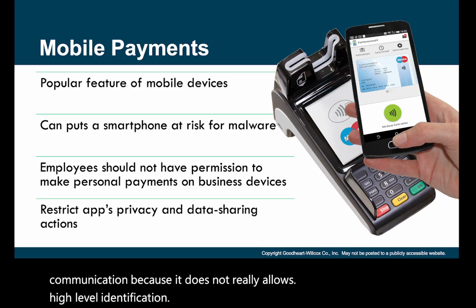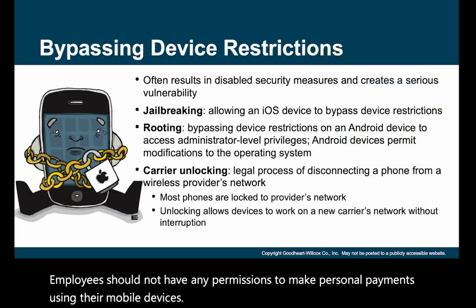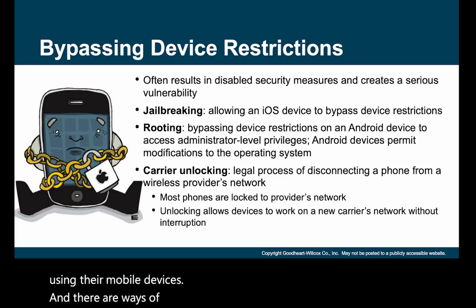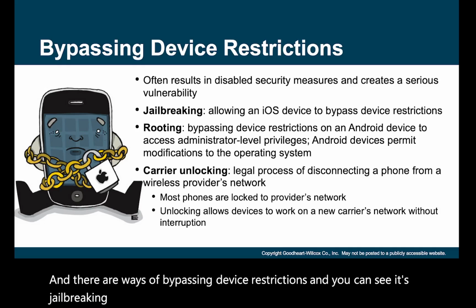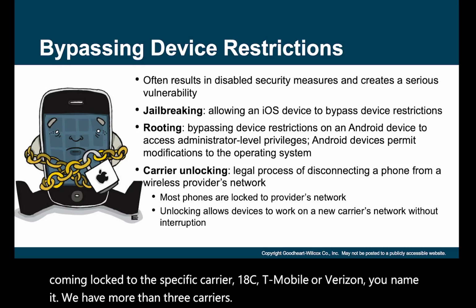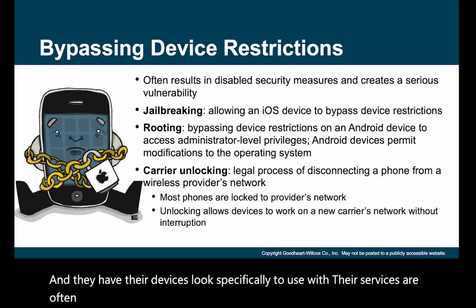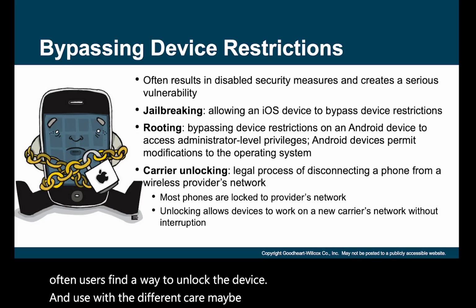Employees should not have any permissions to make personal payments using their mobile devices. And there are ways of bypassing device restrictions: jailbreaking, rooting, and carrier unlocking. As you know, many devices come locked to a specific carrier, AT&T, T-Mobile, or Verizon, you name it. We have more than 3 carriers, and they have their devices locked specifically to use with their services. However, often users find a way to unlock the device and use it with a different carrier, maybe with lower prices, but technically it is illegal.